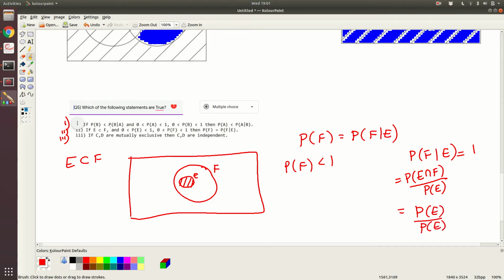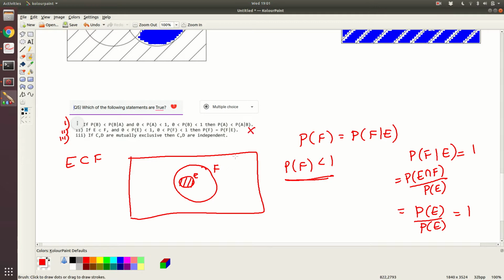See, we have also told you P of A is strictly greater than 0. So this division is all right. So this is also equal to 1. All right, so P of F is less than 1, P of F given E is equal to 1. So obviously this statement is false. Okay, so now 2 is false.